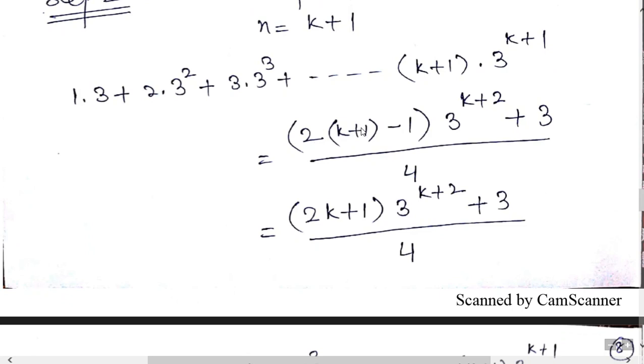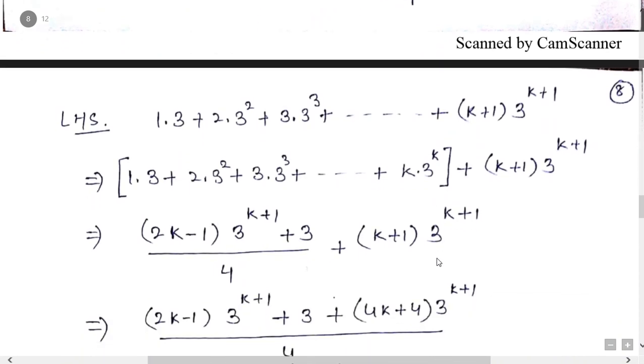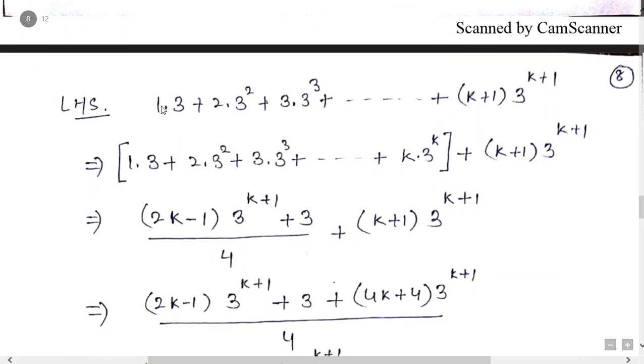Now this term is 2k plus 2 minus 1. It means it's 2k plus 1, 3 raised to power k plus 2 plus 3 divided by 4. Now select the left hand side, 1 into 3, 2 into 3 square, 3 into 3 cube, up to so on k plus 1 into 3 raised to power k. Write the second last term. It will be clearly k into 3 raised to power k, because only the difference of 1 is there in the power and in the first term.